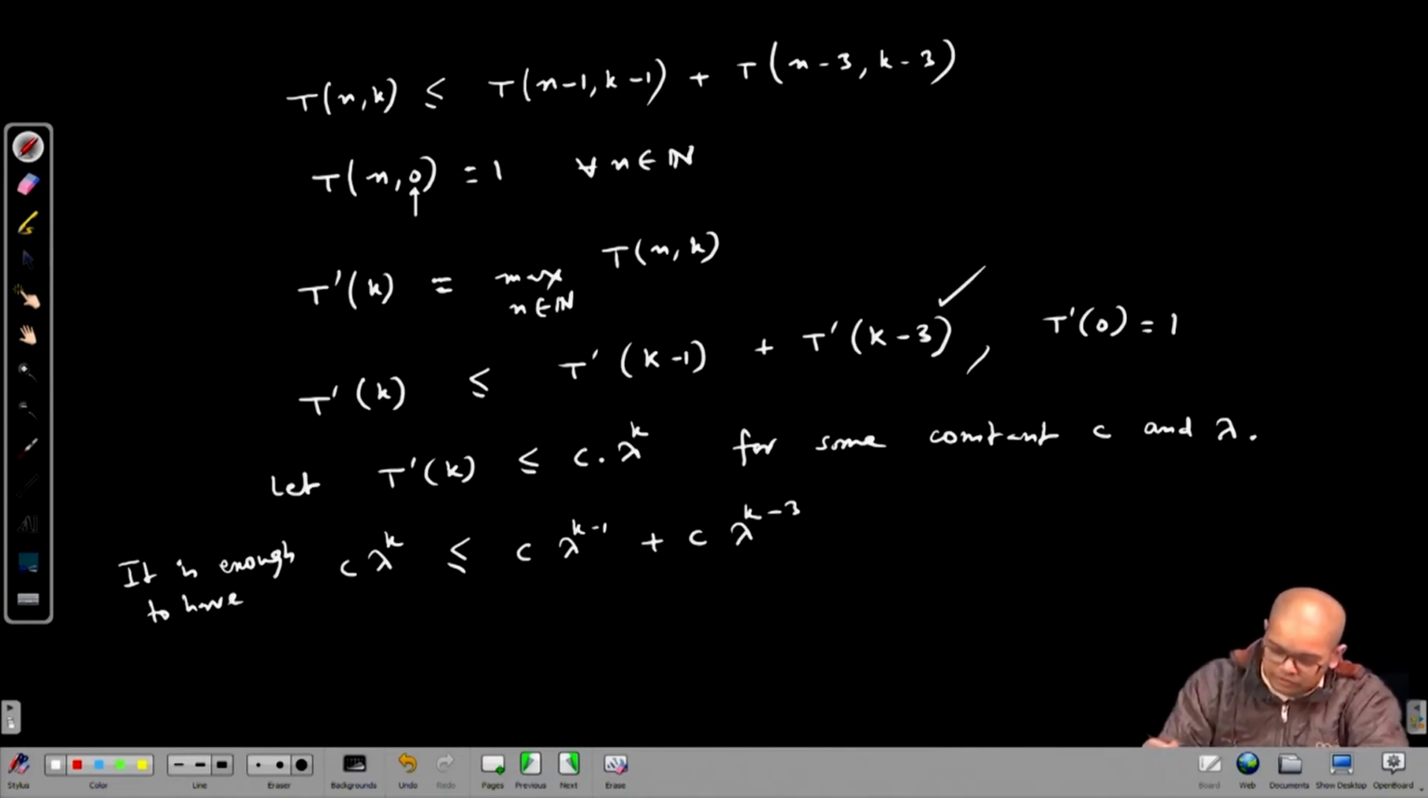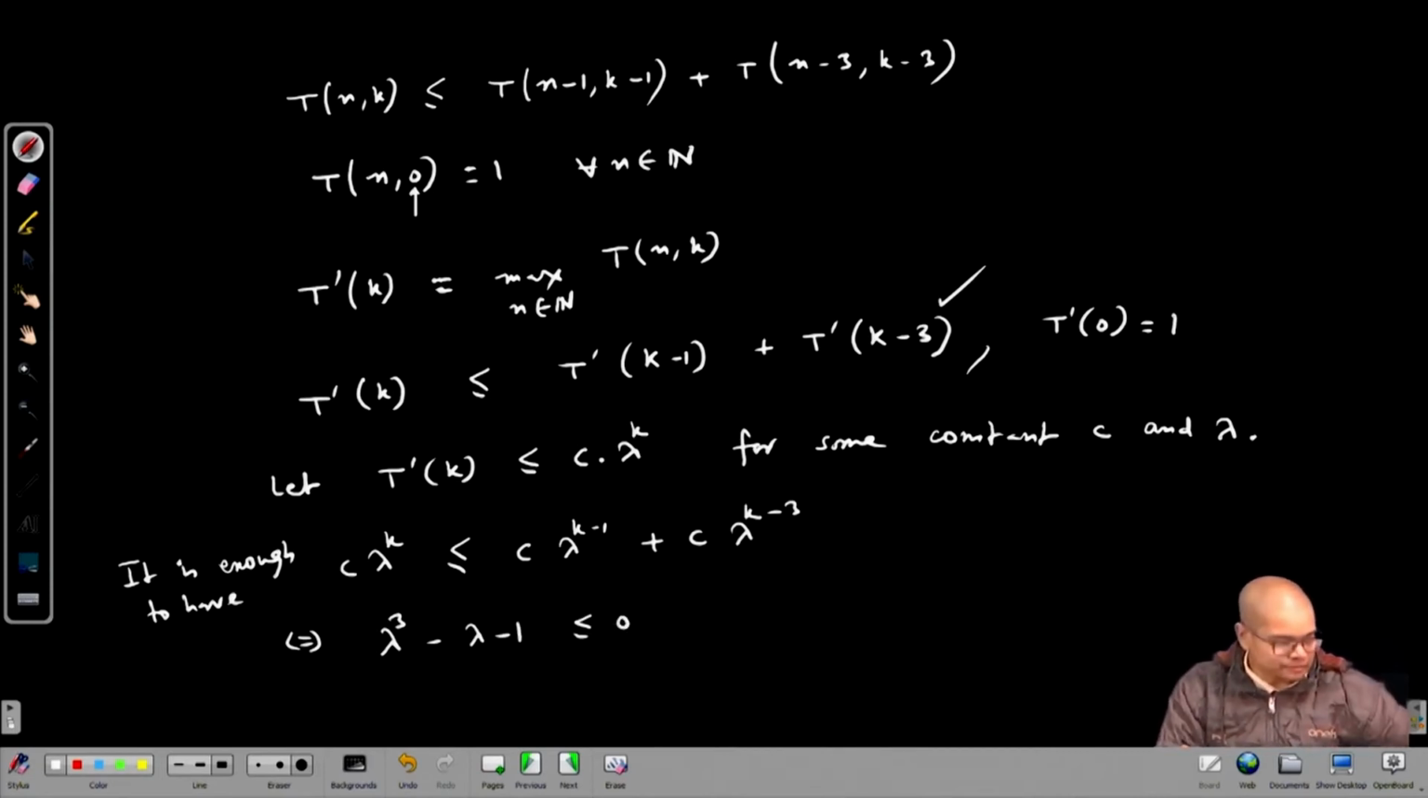Okay, because then T'(k-1) will be less than c times lambda to the k-1, and T'(k-3) will be c times lambda to the k-3, and if this sum is at least as high as c times lambda to the power k, then this will be greater than or equal to T'(k). Now this is if and only if lambda cubed minus lambda minus 1 is less than or equal to 0.